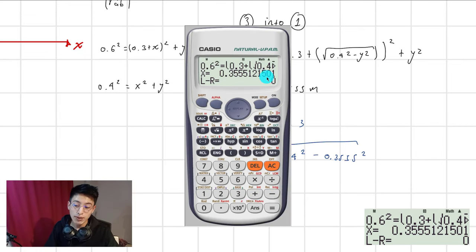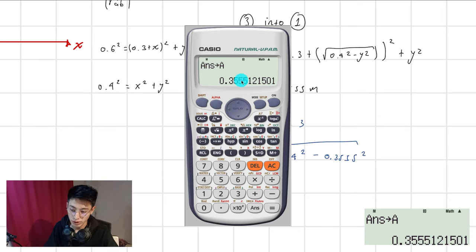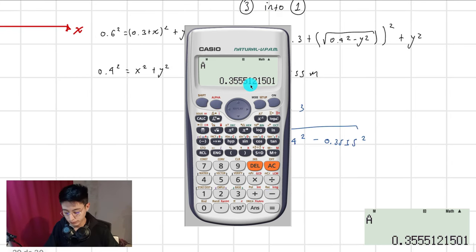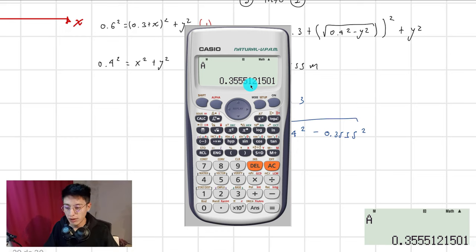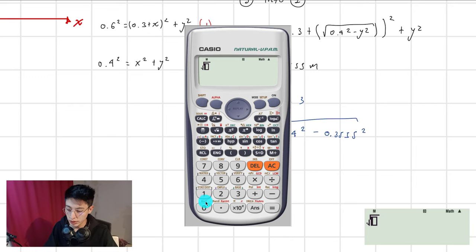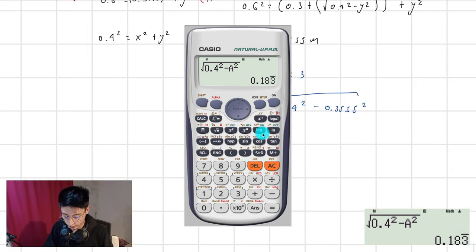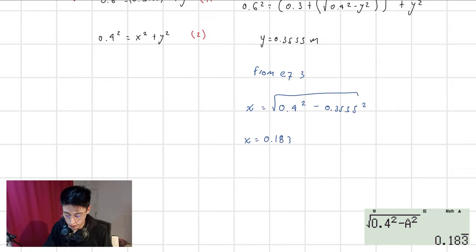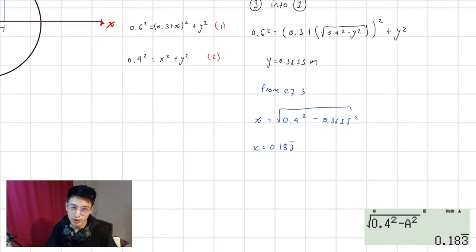Right? If I want to save the value that we just solved in the calculator, I just have to press shift, storage, and A. Alright, as you can see, the value has been saved into the A spot. So when I look for A, it is going to show the result that I just saved. Now I'm going to solve the equation for X, so the square root of 0.4 squared minus A, because I just saved the value, squared is equal to 0.183 periodic three.